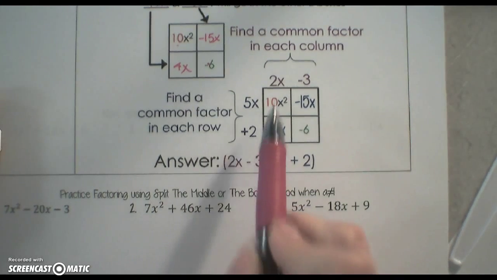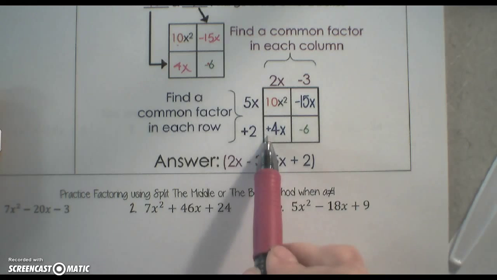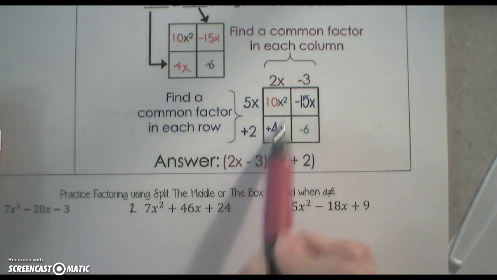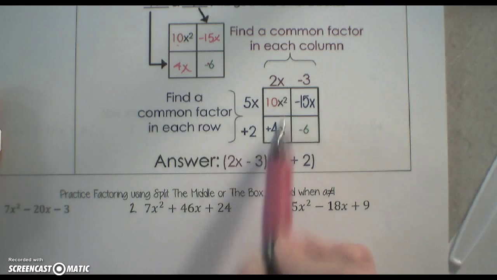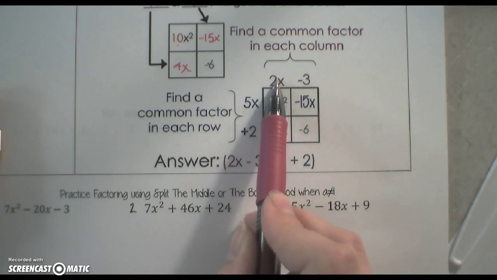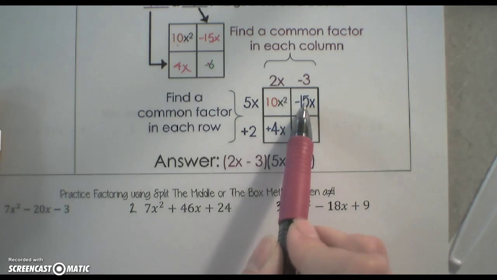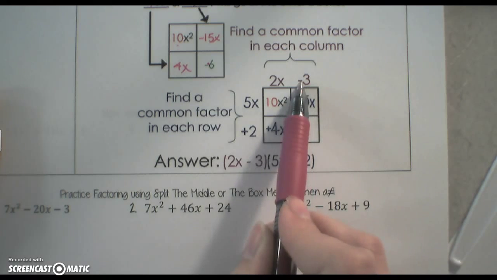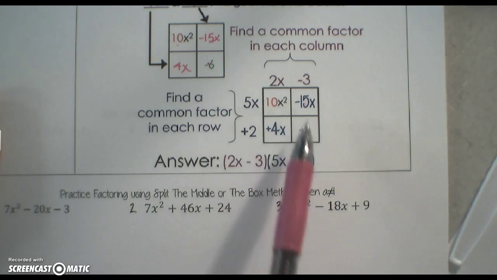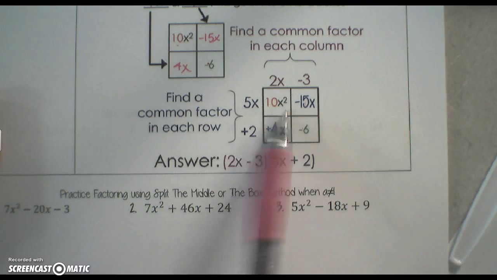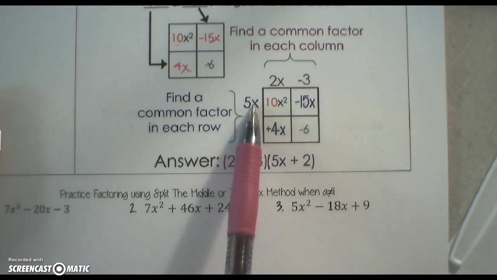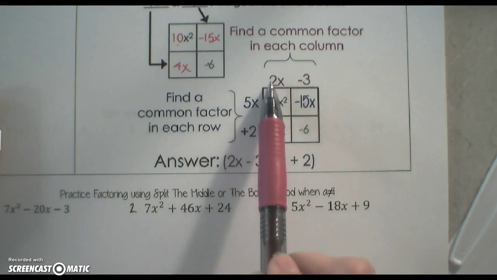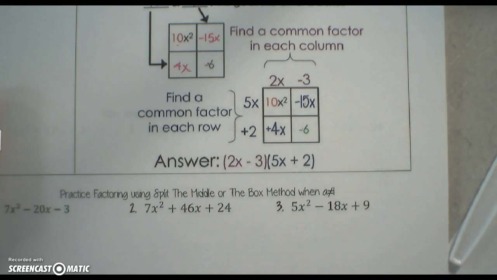And then what you're going to do is look vertically and find a common factor of 10 and 4, and x squared and x. So it's almost like GCF, but just vertically. What can you take out of both of those? A 2x. Then you look at this column. What can you take out of both of these? The GCF would be -3. And then you look horizontally. What can you take out of those? What's the GCF of this bottom vertical? And there it is. There's your answer. 5x plus 2, and up at the top, 2x minus 3. And you put them together.